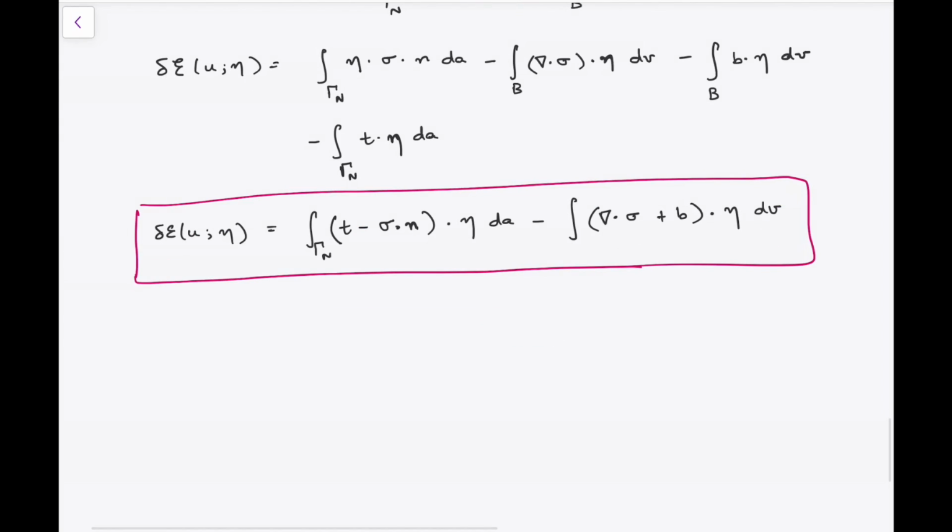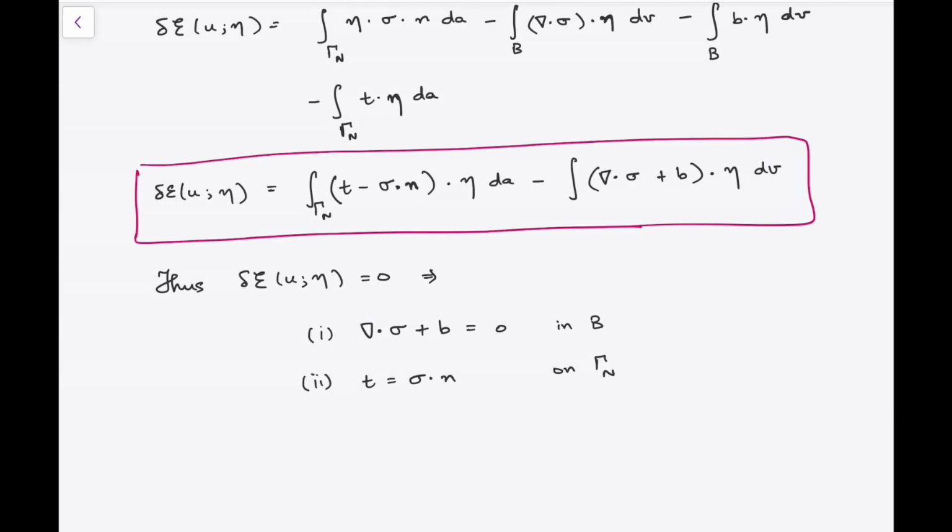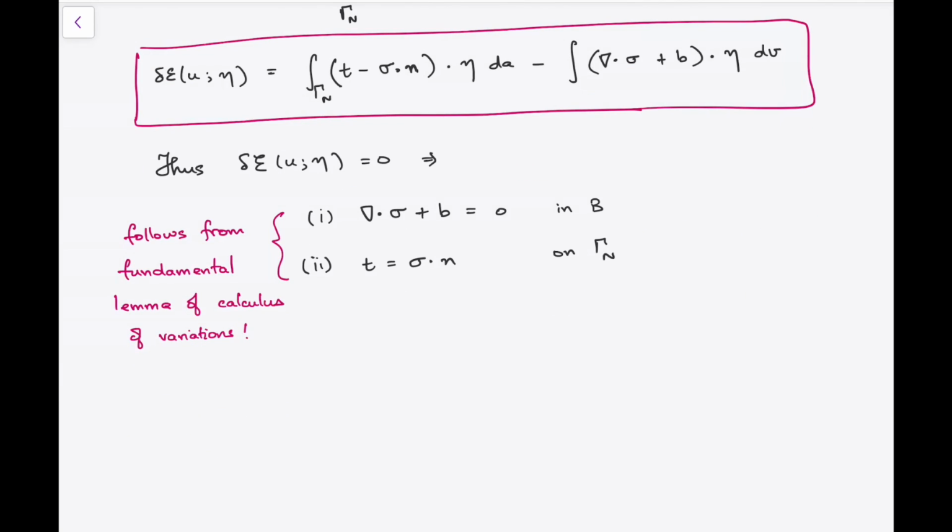Now remember that the principle of minimum potential energy requires us to set the variation to 0. Okay. Now this implies two things. First, both the integrands turn out to be separately 0. So you have the divergence of sigma plus b equals 0 in B, and T equals sigma dot n on the Neumann boundary. Now this follows from a very important result called the fundamental lemma of the calculus of variations. This should be evident from any elementary course in the calculus of variations. I will give you a proof of this in the lecture notes.